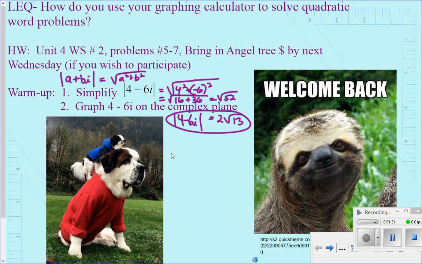The other one is simply just referring to the complex plane, which I briefly talked about before break. The real part is along what we're used to as the x-axis, and the imaginary part is along what we're used to as the y. So the 4 minus 6i would just be the coordinate point 4, negative 6. That point right there would be 4 minus 6i on the complex plane.